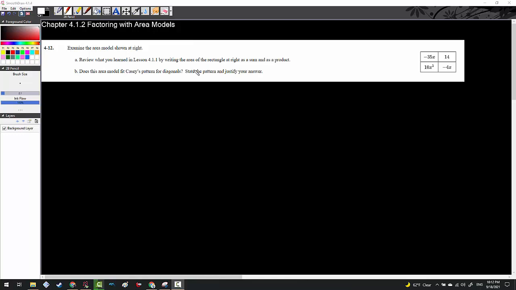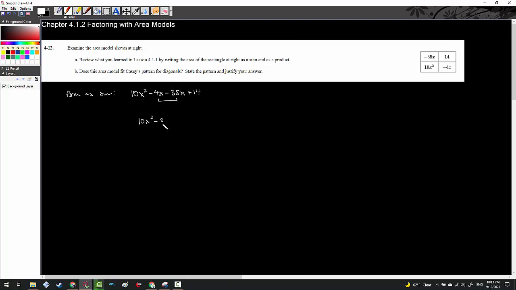and as a product. So as a sum, if I'm going to write this area as a sum here, I'll just add up all the four inner pieces here. So that's going to be 10x squared minus 4x minus 35x plus 14. If I combine like terms, that's going to be 10x squared minus 39x plus 14. And that's my area as a sum. Again, that's the summation of all 4 miniature squares.